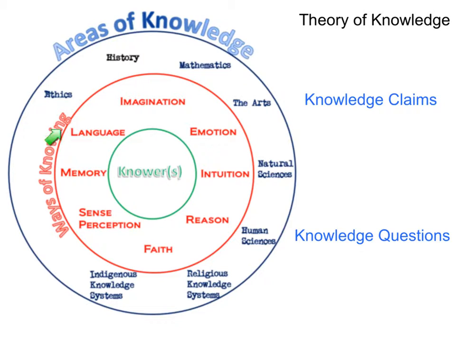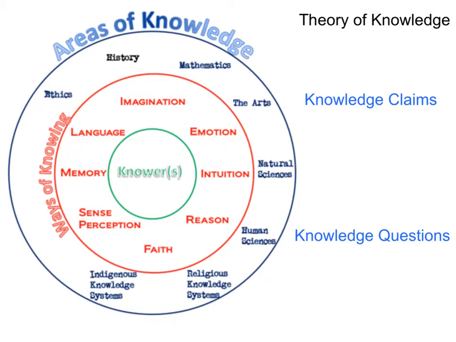The next layer out are the ways of knowing. Now, over the years, the IBO has made some adjustments to what counts as a way of knowing. It used to be that there were four ways of knowing: emotion, language, reason, and sense perception. Over the years that schools have been teaching this course, they've realized that students and knowers in general claim that they know things through ways that go beyond those four traditional ways of knowing.